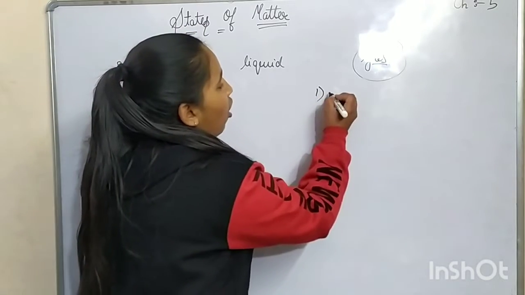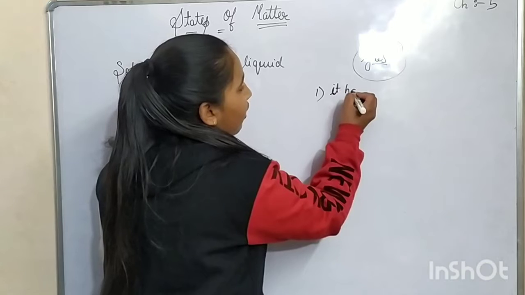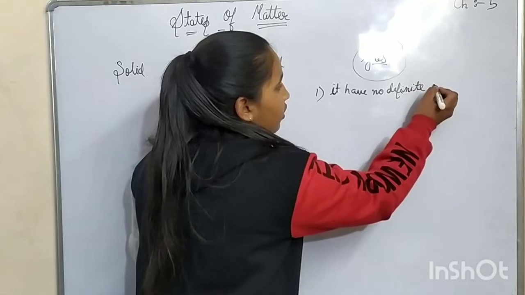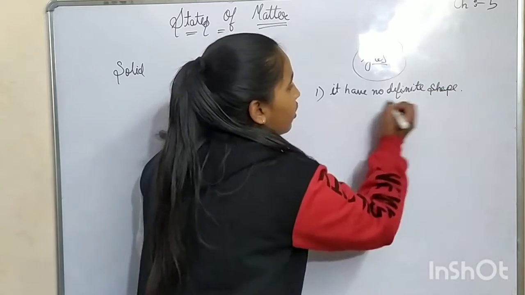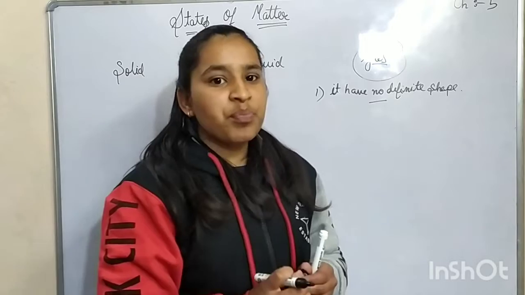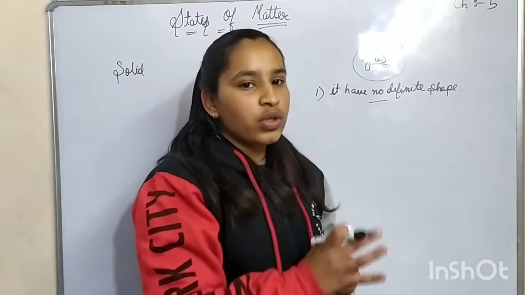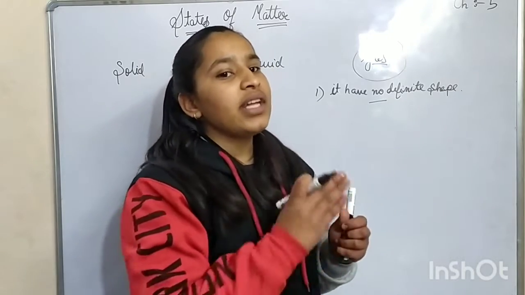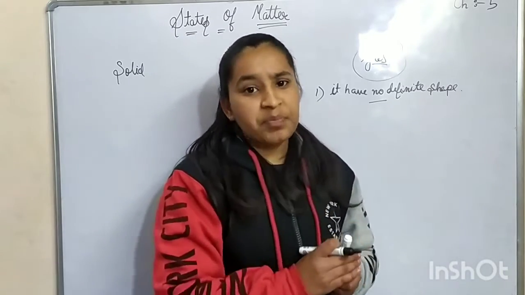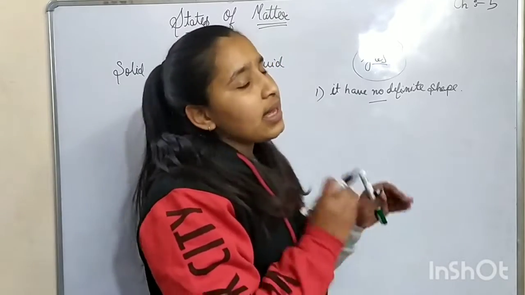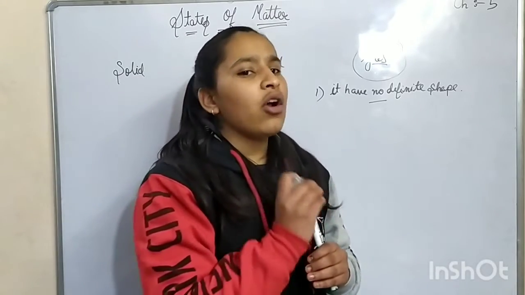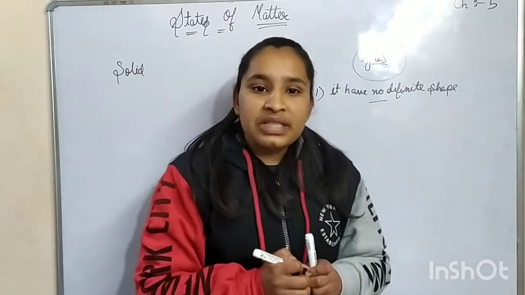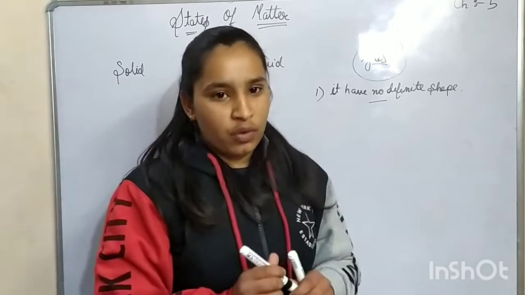The first property of gas is that it has no definite shape. The gases have no definite shape. If we put gas in a balloon, it will take a spherical shape. If we put it in something else, it will take the shape of the container in which it is kept. So the shape of gases is not fixed and the volume is also not fixed, but the mass of gas is fixed. So first we will see what is intermolecular forces.